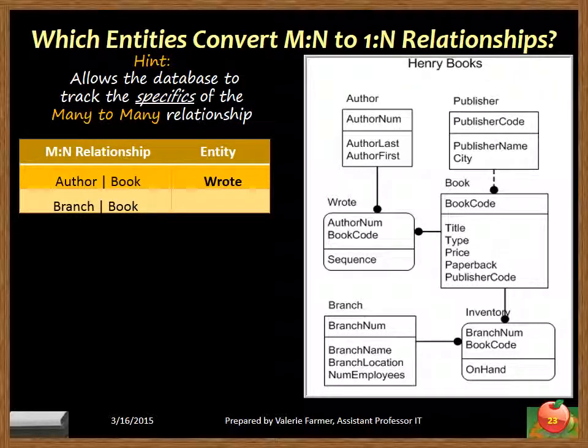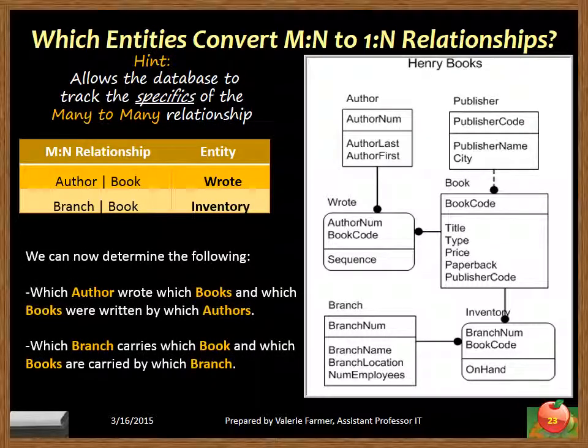For the branch and book many-to-many relationship, the inventory entity converts that relationship to a one-to-many. Therefore, there is a one-to-many relationship between branch and inventory, and there is a one-to-many relationship between book and inventory. We can now determine which author wrote which books, and which books were written by which authors. Which branch carries which book, and which books are carried by which branch.